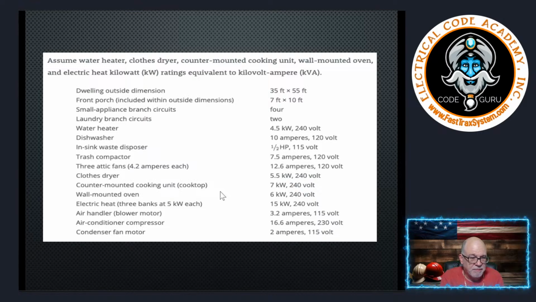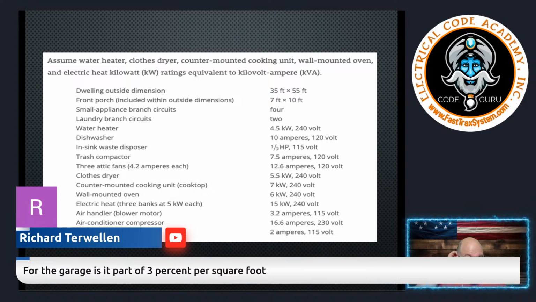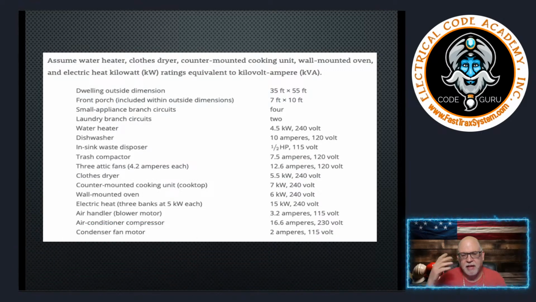So yes, Richard, we have a question here about the garage. In the 2023 edition of the NEC, it most certainly will be included in that 3 VA per square foot, not 3% per square foot, 3 VA per square foot, because they removed the language, right? They used to have garage in there to where you would exclude it, and now garage is missing from that, okay? There's a reason they removed garage from it.